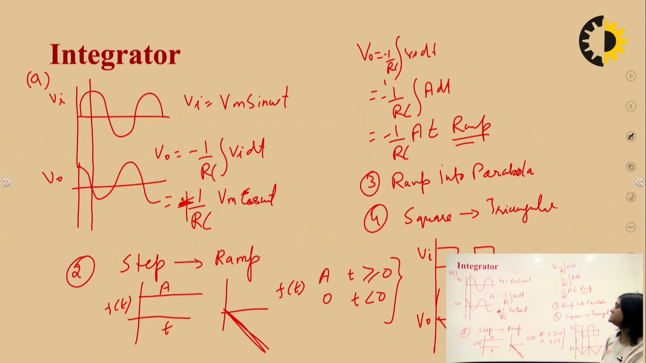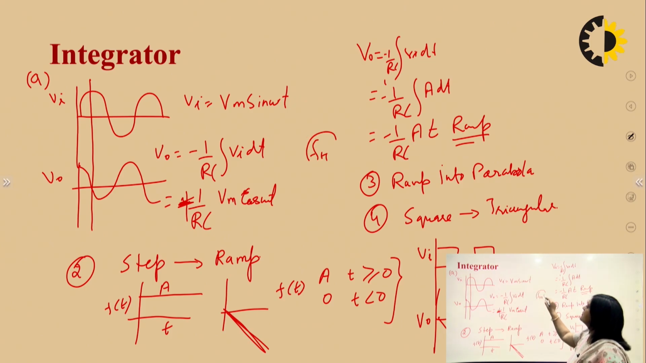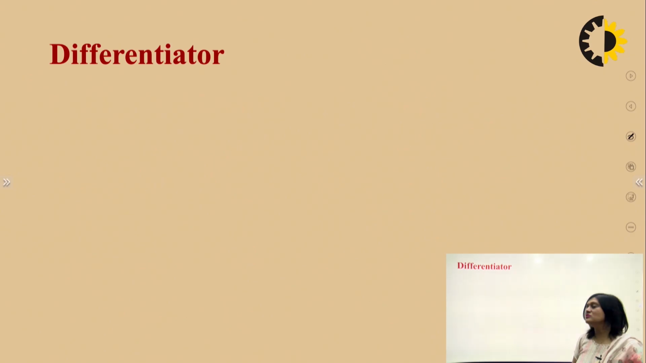Low pass filter means its cutoff frequency is FL. So it will pass the signals whose frequency is less than this FL. That's why it is called a low pass filter.